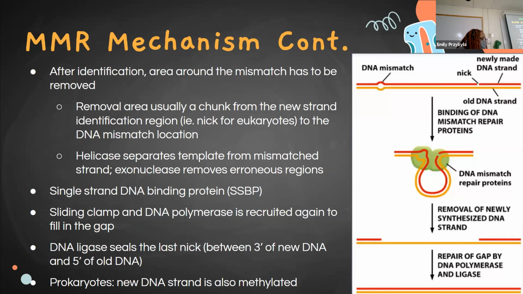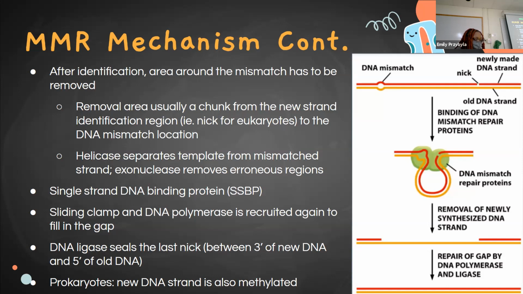After we identify our newly synthesized strand using the methylation, we have to remove the area around the newly synthesized strand. So usually they take out a whole chunk around the strand at the DNA mismatch location. We know that helicase has to come in and separate the template from the mismatched strand because we're not doing a double cut. We're just cutting the newly synthesized strand. And then the endonuclease, like we said, cuts it and we remove it.